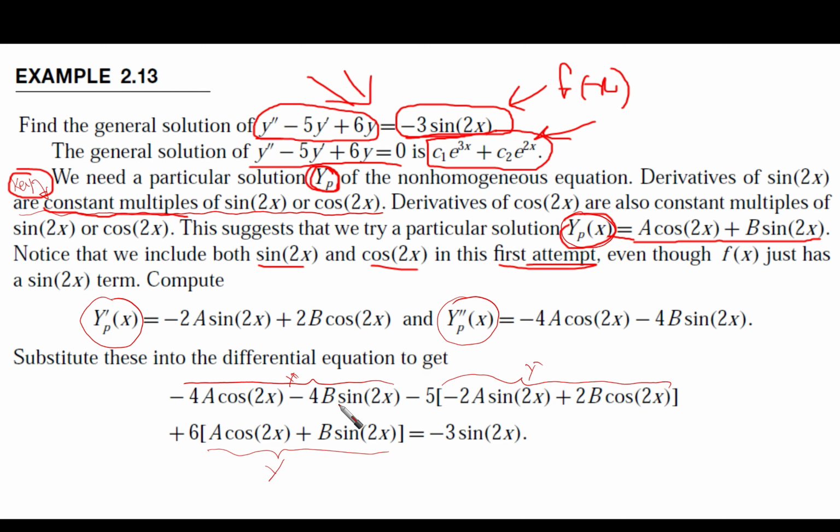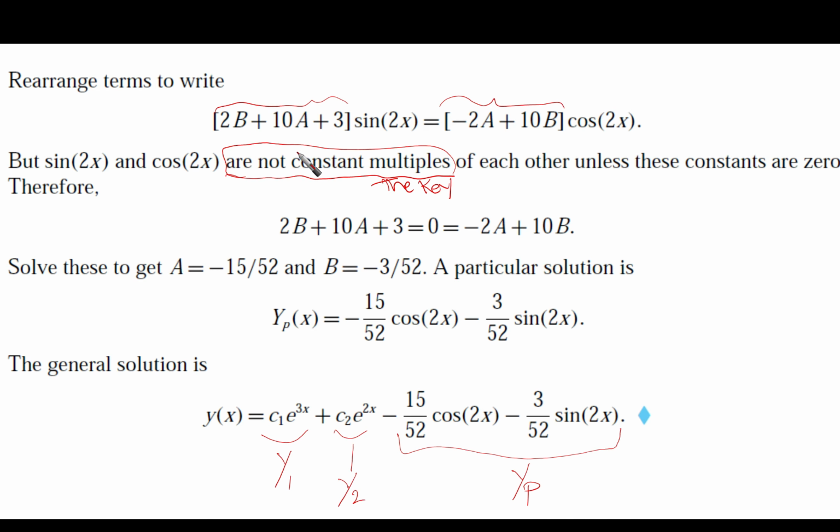After rearranging, we end up with one term multiplied by sine 2x equal to another term that is multiplied by cosine 2x. Think about this equation. Is it possible for sine 2x and cosine 2x to be constant multiples of one another? Can we say, for example, that 3 sine 2x equals 5 or 6 cosine 2x? No, this would not happen.